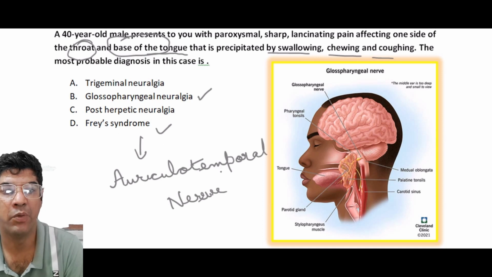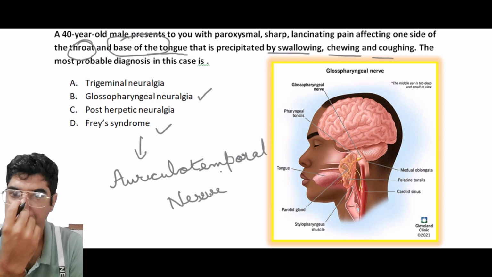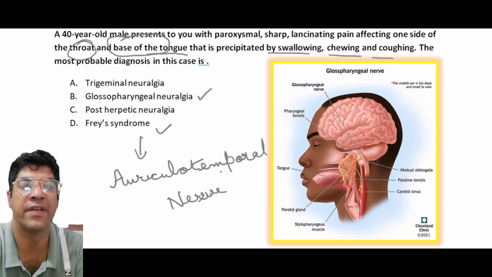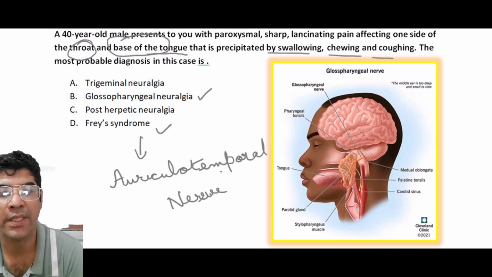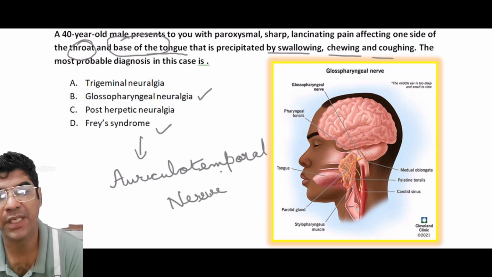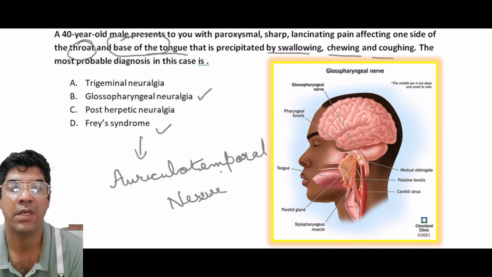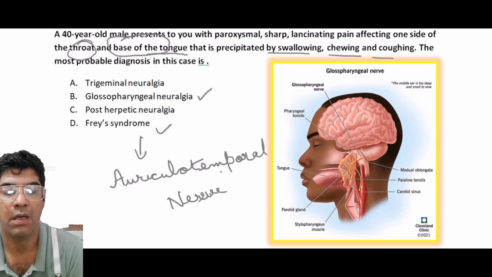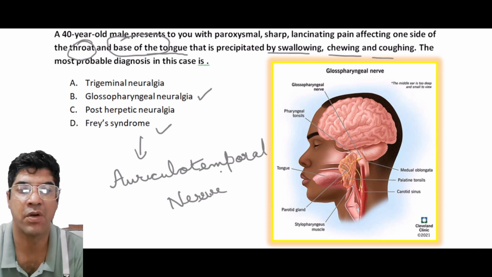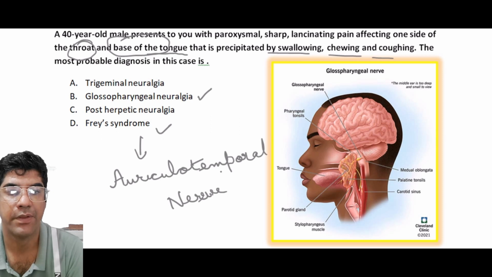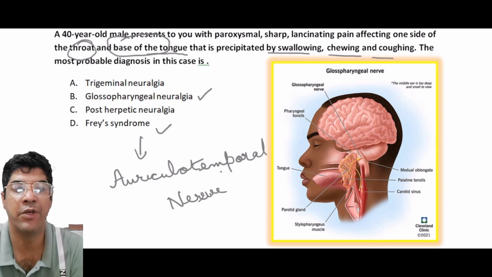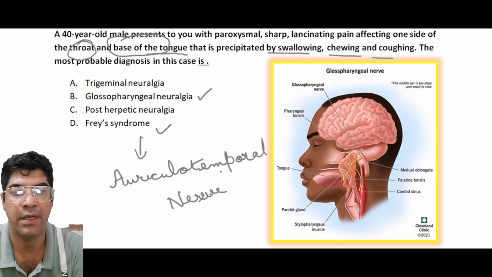That is due to the irritation or compression of the glossopharyngeal nerve that affects the throat, tonsil, base of tongue and sometimes the ear. Now what is the cause of glossopharyngeal neuralgia? It can occur due to nerve compression, that is the compression or irritation of the glossopharyngeal nerve, or due to any infection of the throat and surrounding tissue, or due to lesions or tumors in the glossopharyngeal nerve.